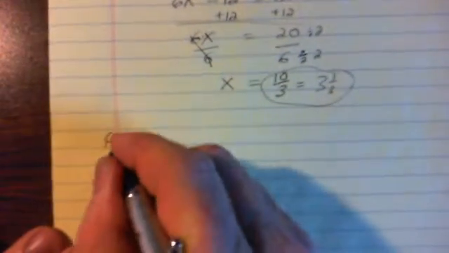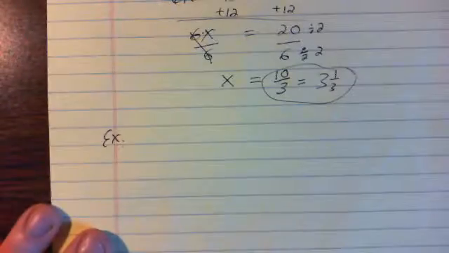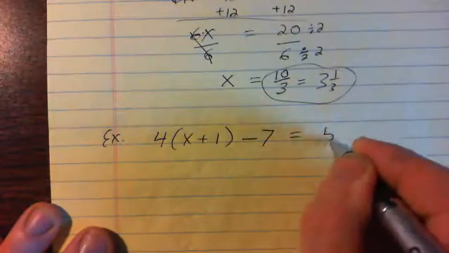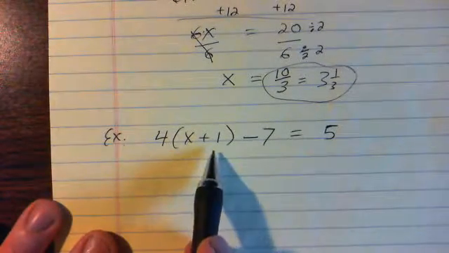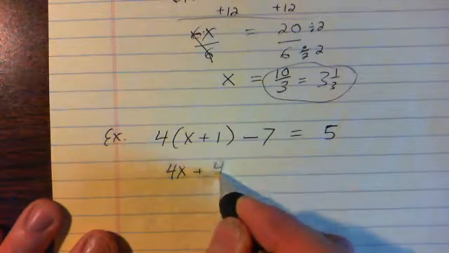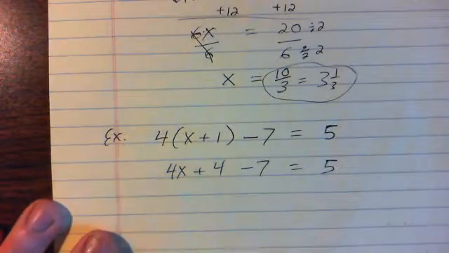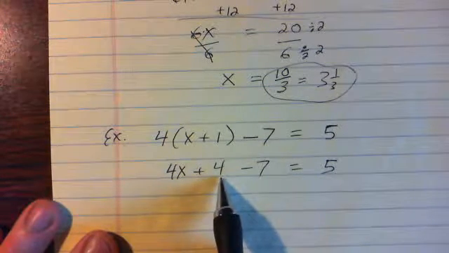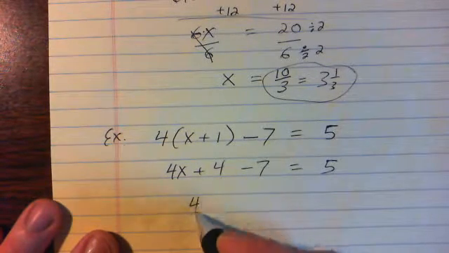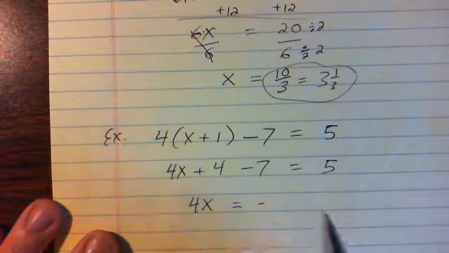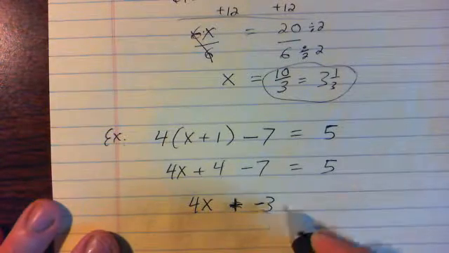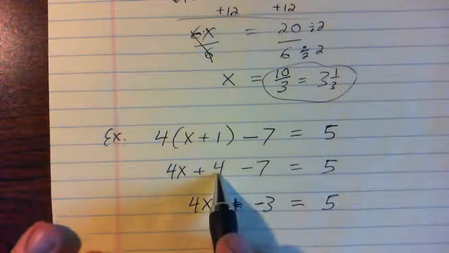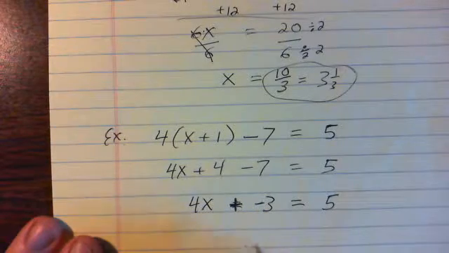Alright, here's another example of solving a more complicated equation. 4 parentheses x plus 1 minus 7 equals 5. Alright, so of course first we're going to use the distributive property, and we'll get 4x plus 4 minus 7 equals 5. You can combine the 4 and negative 7. So that would give you 4x added with negative 3 equals 5, because 4 minus 7 is negative 3.